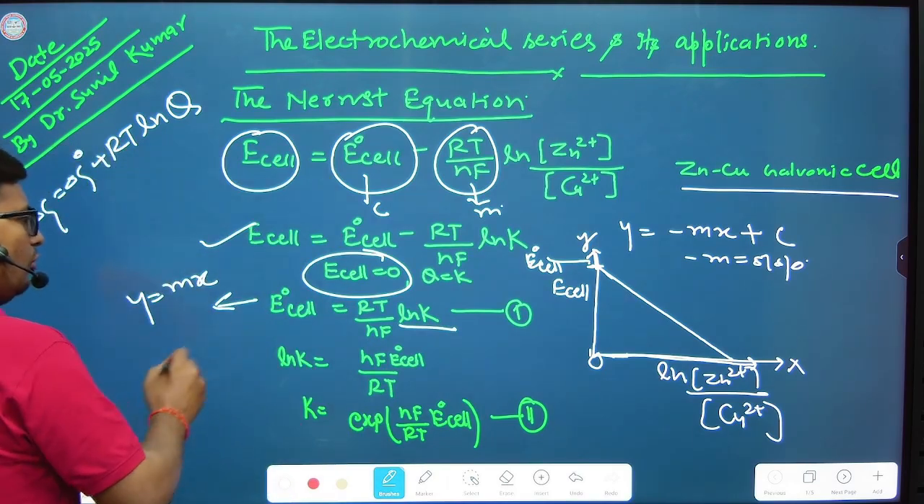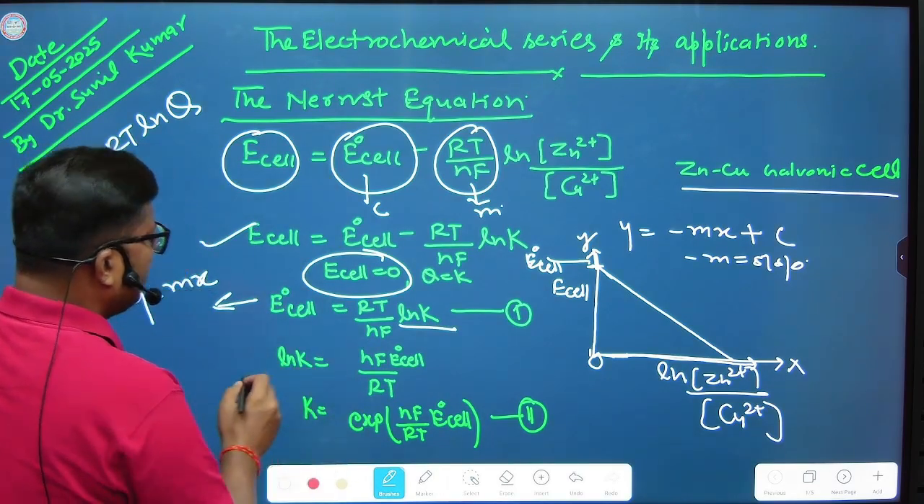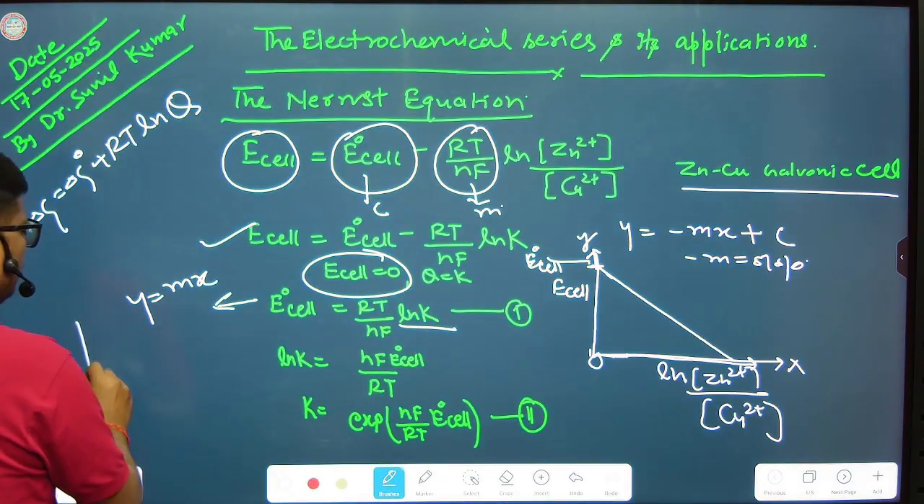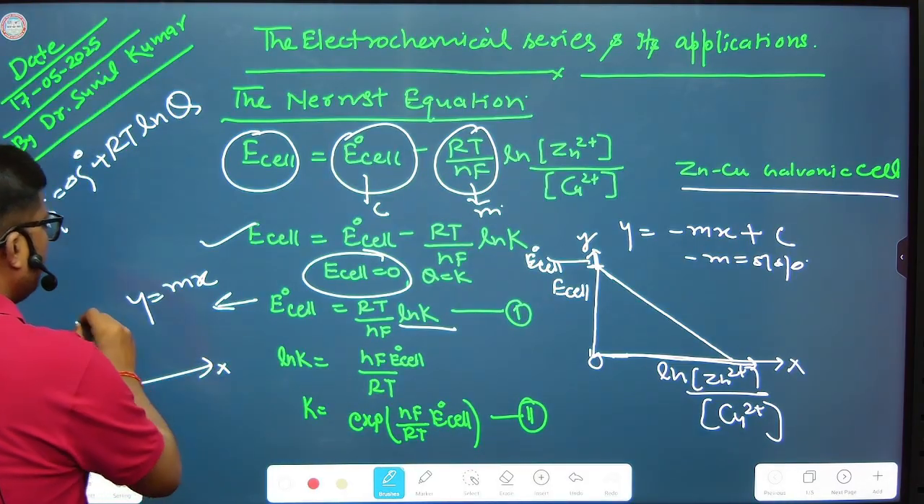So what graphical representation can be extrapolated here? Suppose this is the x-axis and this is your y-axis.